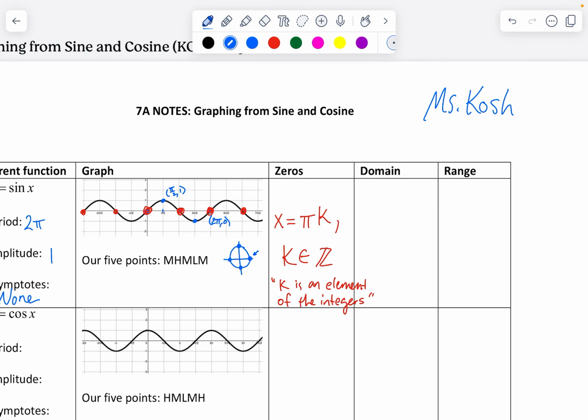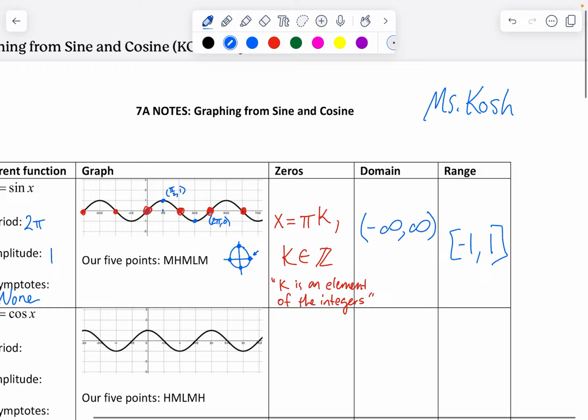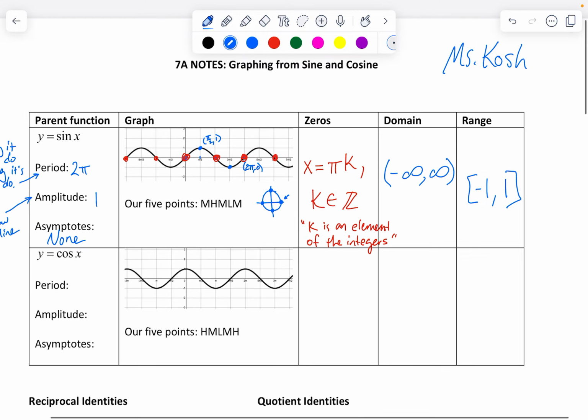Coming back to the domain, there are no restrictions on the domain of sine, so the domain is all real numbers, negative infinity to positive infinity. The range, well, we went as low as negative 1. We include negative 1, so we're going to have that hard bracket, and we go as high as positive 1. And there we go.